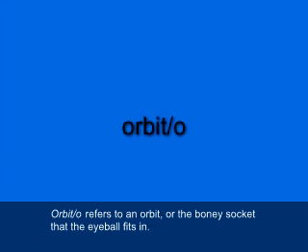From this outer anatomy, again the adnexa, we then go to the eyeball itself and all the parts that make up the eyeball. First of all, the eyeball rests in a socket in your skull, and that socket is referred to by the combining form orbito, ORBIT/O. Orbito refers to an orbit or bony socket that the eyeball fits in.